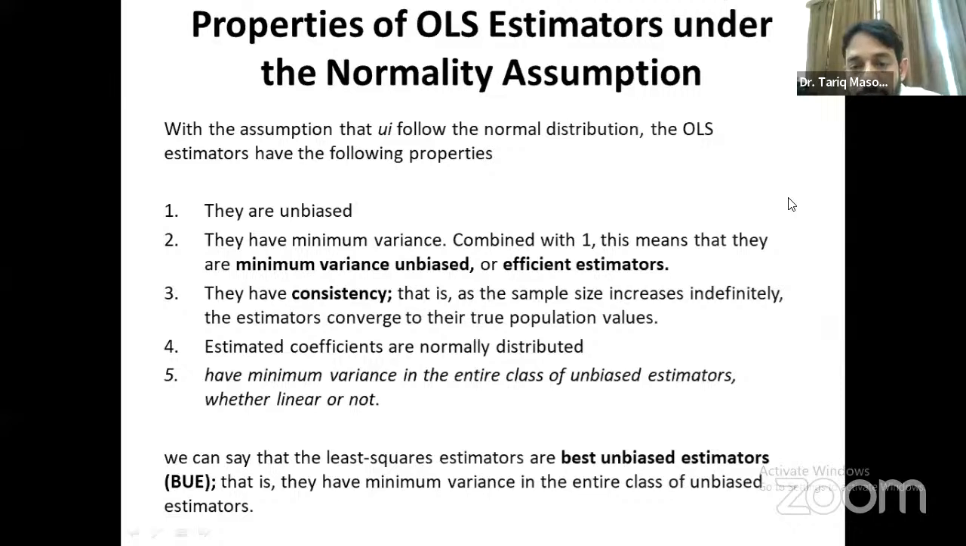Estimated coefficients are normally distributed. I think you know what a normal distribution is. This is all part of basic statistics, you can revise that. So they are also normally distributed. They have minimum variance in the entire class of unbiased estimators. So these are the 5 properties that are satisfied by the OLS estimator, and this is one solid reason why we use OLS in a number of applications.